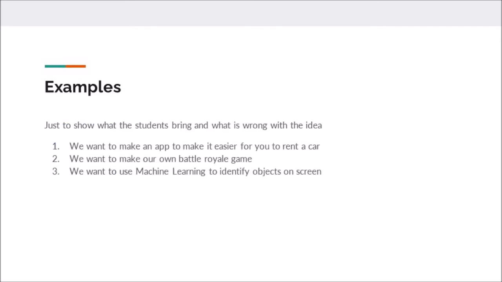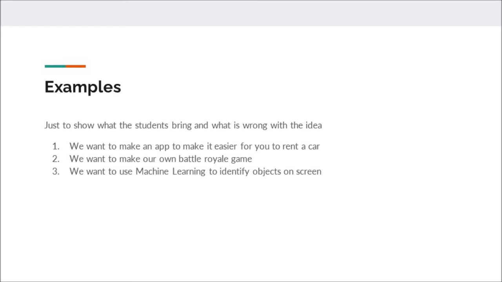Okay, so here are a few examples that I will show you, like three examples of the projects that we normally get, and what is wrong with those projects, and then I will also try to tell you how those projects can be improved. So we start off with these three examples. I'm just going to discuss these three examples because these are normally the most common projects that we get. So now I should tell you what is the problem with these projects. The first is we want to make an app to make it easier for you to rent a car. And this is the first.